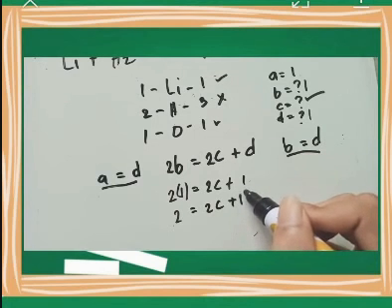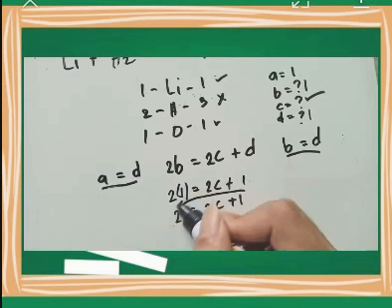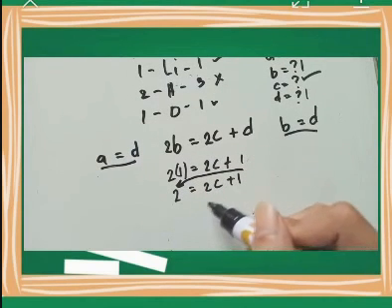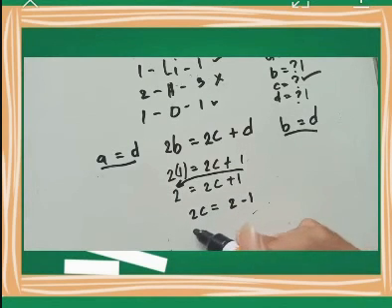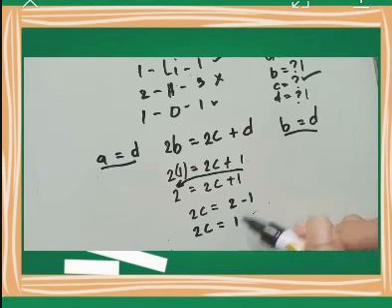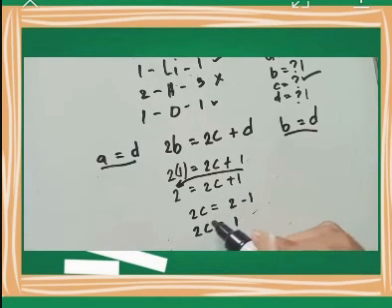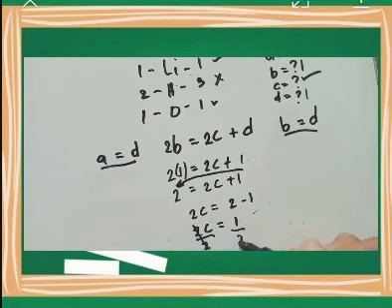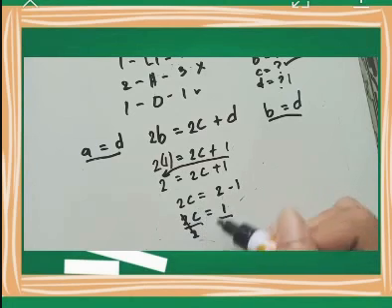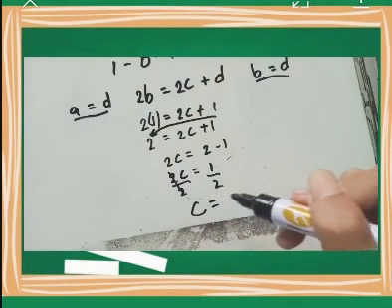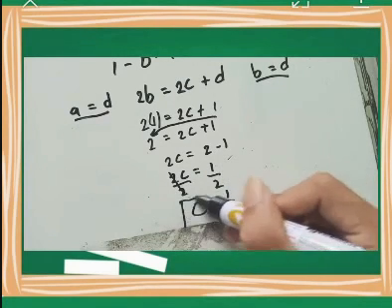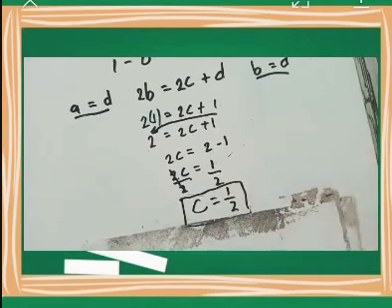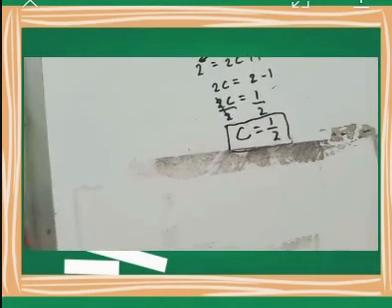So transpose this one into this side. Therefore, 2C is equal to 2 minus 1, and 2C is equal to 1. In order to get C, since C is unknown, we have to divide it by 2. So now, C is equal to 1 half.